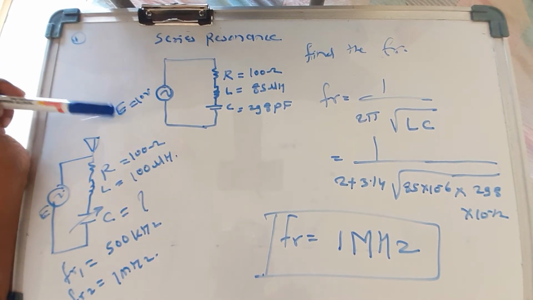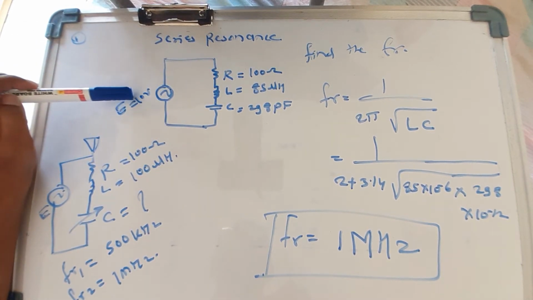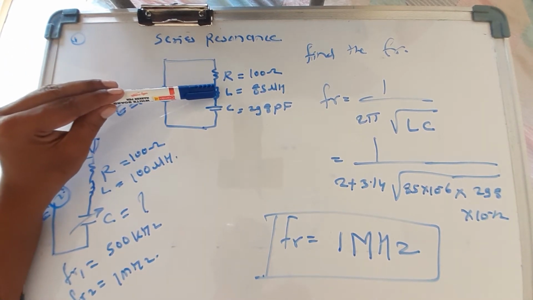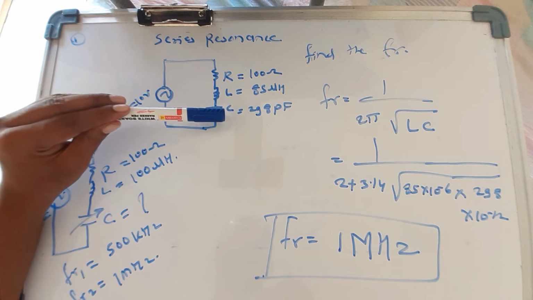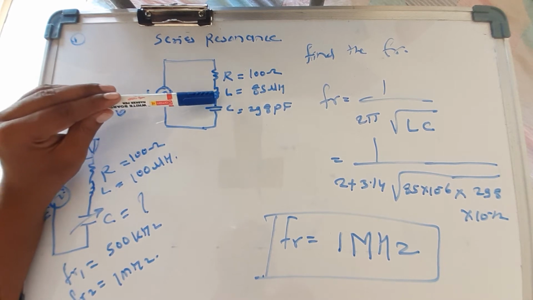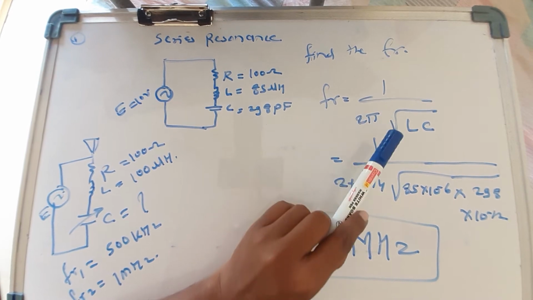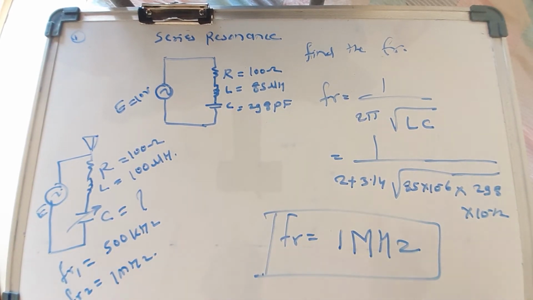In the given circuit, the voltage source is 10 volts, resistance value is 100 ohm, inductance value is 85 microhenry, and capacitor is 298 picofarad. Already we know that the resonant frequency Fr equals 1 upon 2 pi under root of LC.